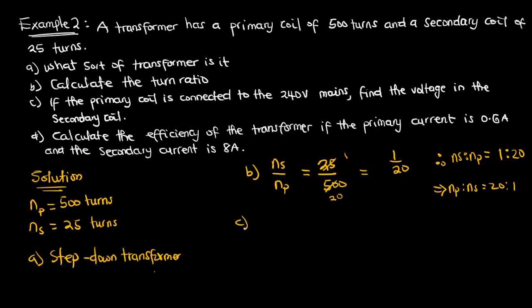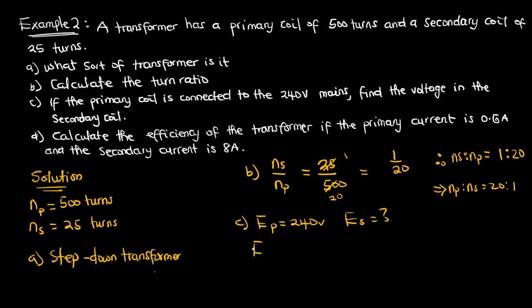Now let's look at the C part. The C is saying if the primary coil is connected to, so the voltage passing through the primary coil is 240 volts, we have to find the voltage in the secondary. We have to find the ES. That is what we do not know, right? Already we have the ratio of NS to NP, so we can just use that in conjunction with this, and then we will get our answer.